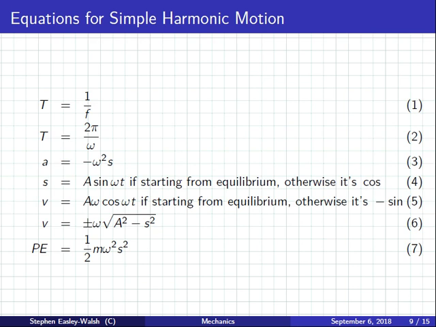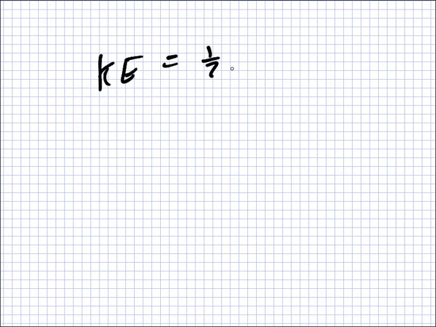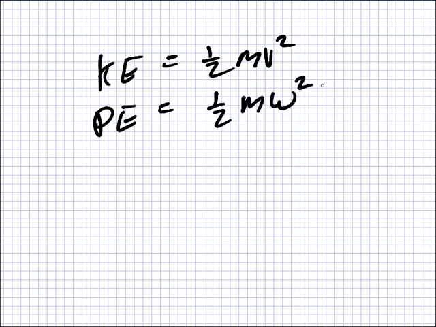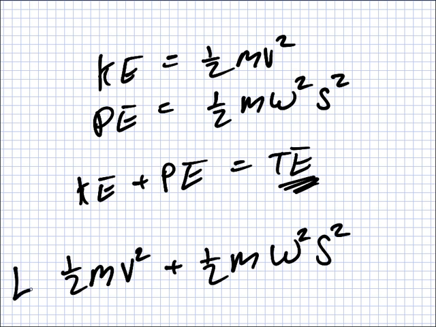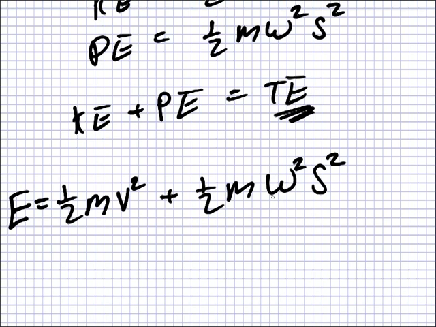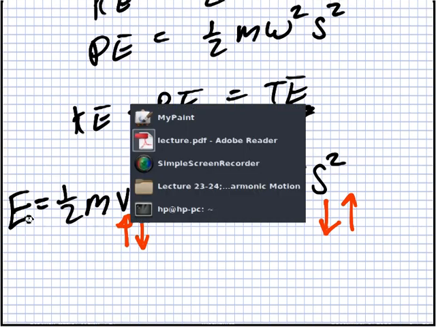Now, just to think about this. Kinetic energy is a half mv squared. Potential energy, we have it here, a half m omega squared s squared. The kinetic energy plus the potential energy is the total energy, which doesn't change. So a half mv squared plus a half m omega squared s squared is equal to the total energy, and that never changes. So if the v is big, then the s must be small. And when the v is small, the s must be big, because the total has to stay the same. Do you have all these formulas?